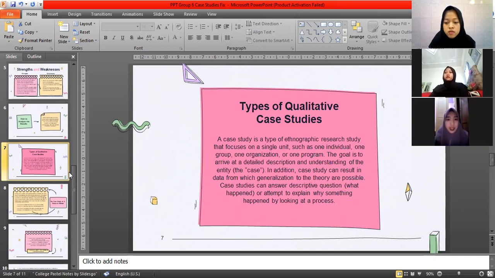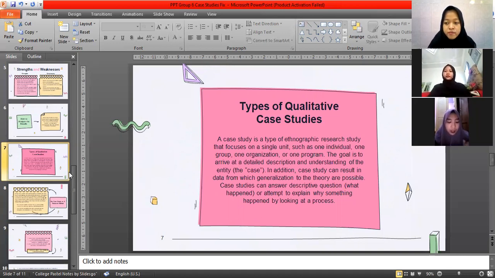A case study is a type of ethnographic research study that focuses on a single unit, such as one individual, one group, one organization, or one program. The goal is to arrive at a detailed description and understanding of the entity, the case. In addition, case study can result in data from which generalization to the theory is possible. Case studies can answer descriptive questions, what happened, or attempt to explain why something happened by looking at a process.